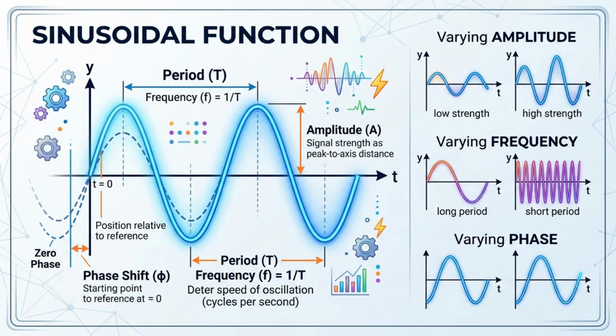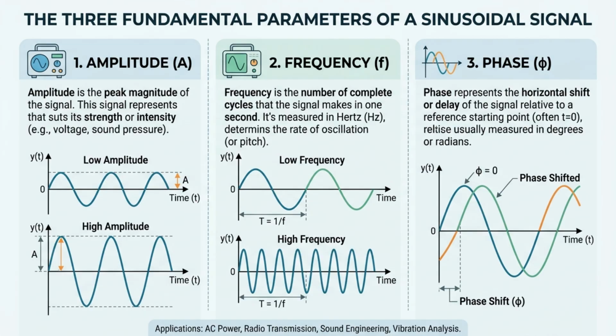A sinusoidal function is defined by three key parameters: amplitude, frequency, and phase. Amplitude represents the strength of the signal, frequency determines how fast it oscillates, and phase describes its position relative to a reference point in time. These three parameters fully define a sinusoidal signal, making it one of the simplest yet most powerful representations in engineering.